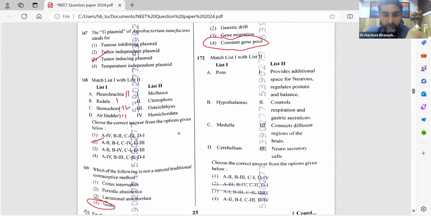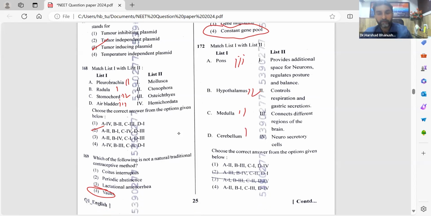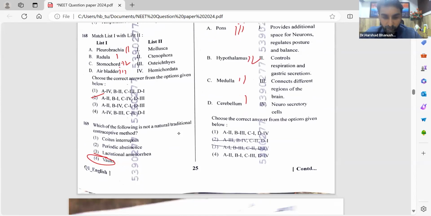Pons acts as a bridge, so it connects the regions, A3. Hypothalamus has neurosecretory cells, so B4. Medulla is for control of respiration, and cerebellum is for posture. So it will be 3, 4, 2, 1, and 3, 4, 2, 1 is option number 2. In this case, the answer would be option number 2.